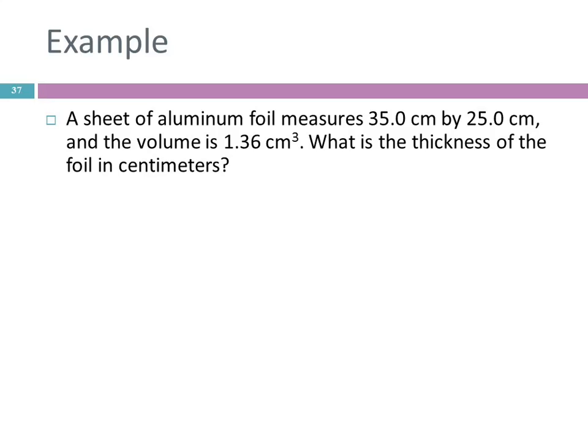This one's a little different. A sheet of aluminum foil, 35.0 centimeters by 25.0 centimeters. They're telling us what the volume is. The volume is 1.36 cubic centimeters. What's the thickness of the foil in centimeters?